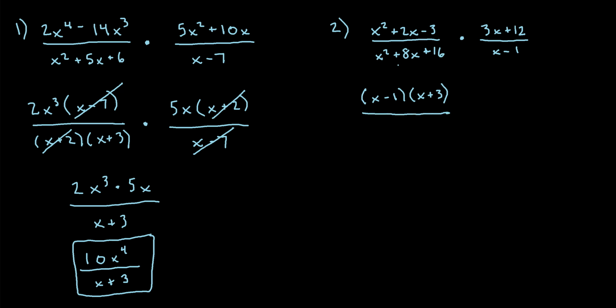And then we need to factor the denominator. So x squared plus 8x plus 16. What numbers multiply to 16 and add to 8? That would be 4s. So x plus 4 and x plus 4.